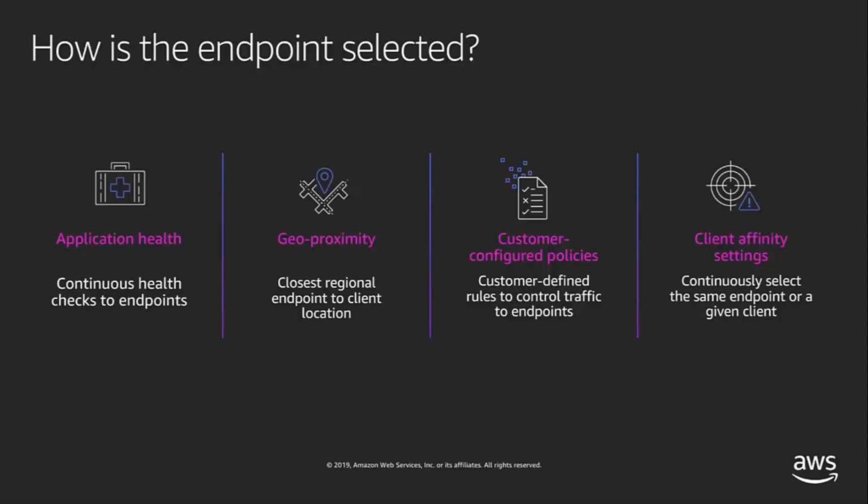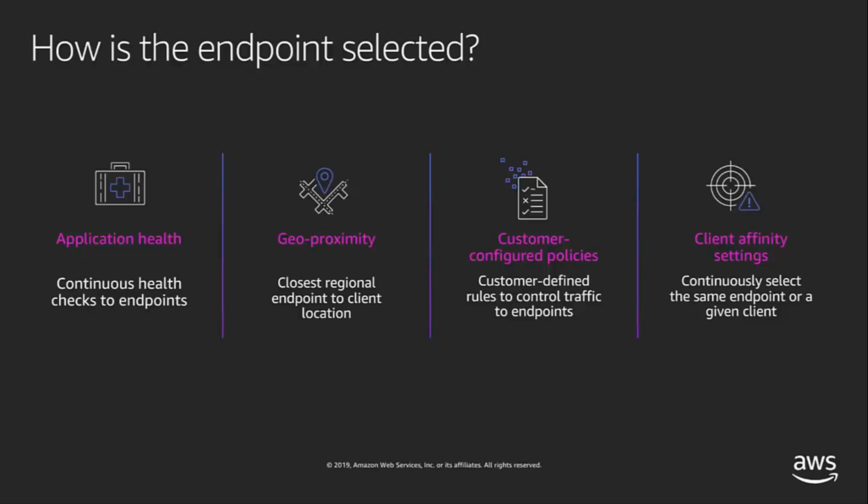Now, how is the optimal endpoint selected? So how is your user directed to the best endpoint for them? There are different aspects here. The first one is that Global Accelerator looks at the application's health. So there are continuous health checks to your endpoints in the AWS regions. The second aspect is geo-proximity. So users are directed to the closest regional endpoint to their location. There are some policies that you can configure in terms of to what region traffic should be routed, and within a region to which endpoint it should be routed.